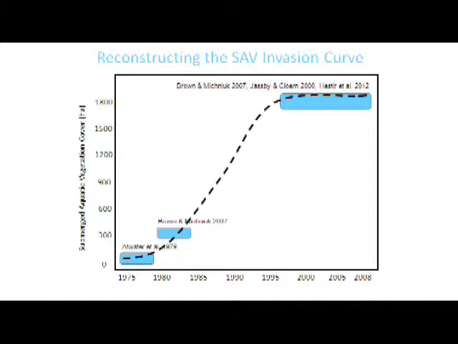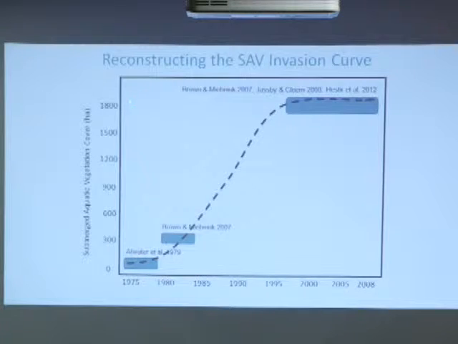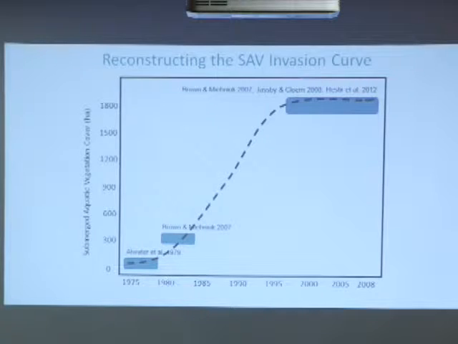Reached a maximum around 1,800 hectares over the main part of the delta, and there's a few studies that have similar values, including the last one, which was Erin Hester, one of my graduate students, and much of what I'm going to talk about was from her dissertation.